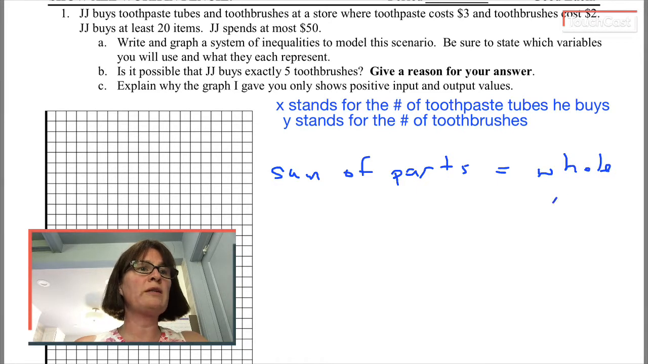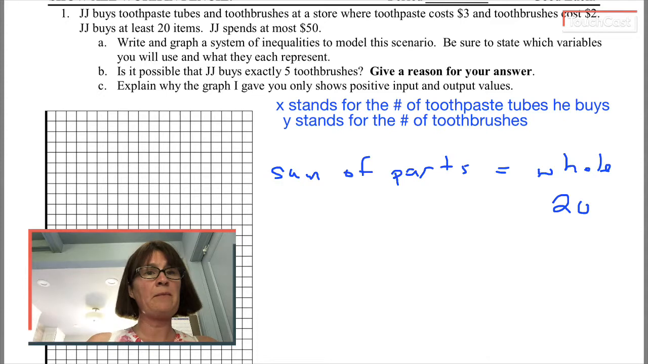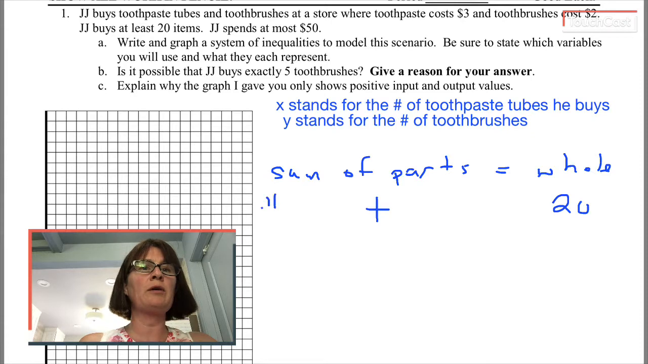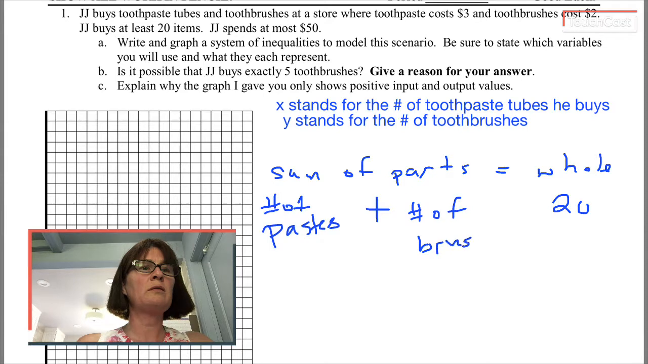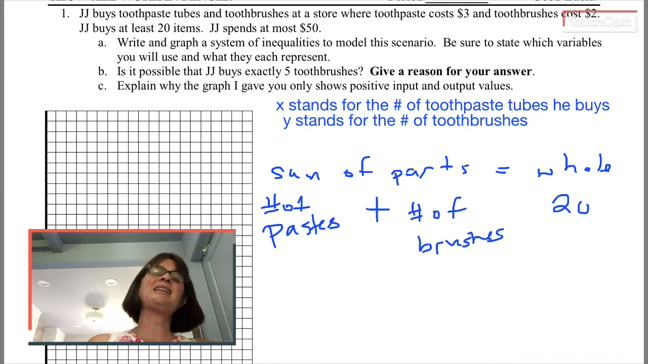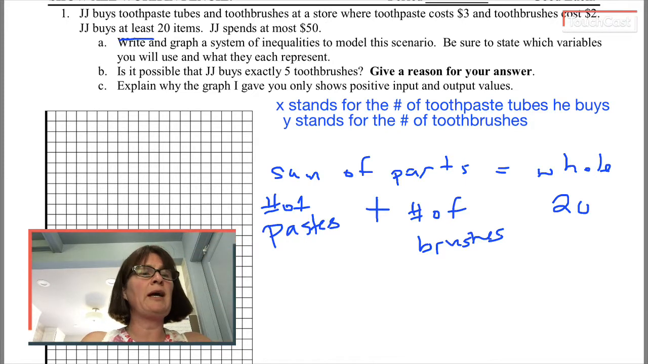In this case, the whole is the 20 items he's going to buy. And I know that the two parts here are the number of toothpaste and the number of toothbrushes. In this case, that's not going to be equal to 20. He buys at least 20 items, so that's going to be greater than or equal to 20.